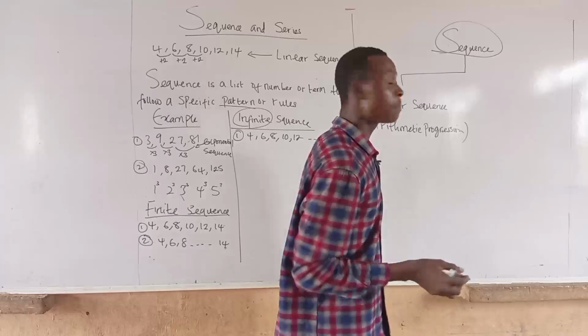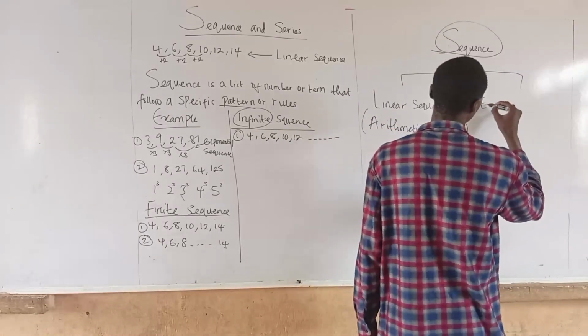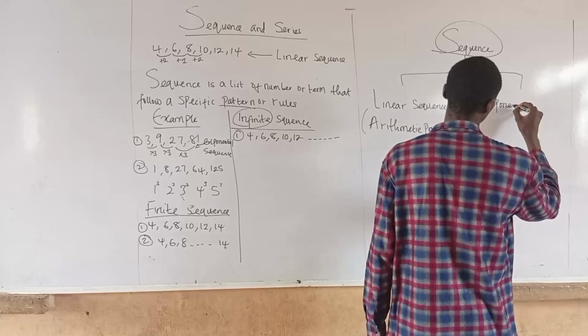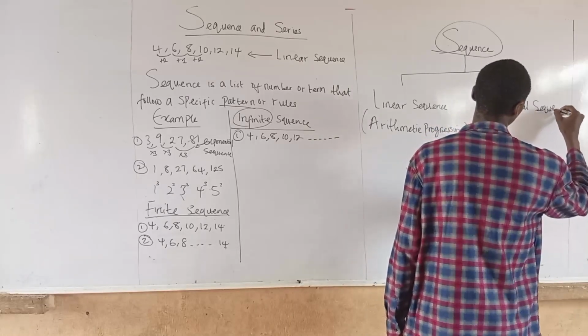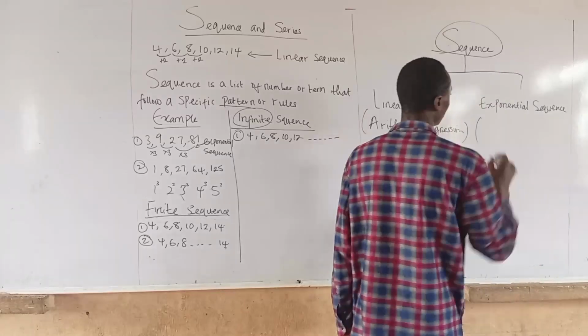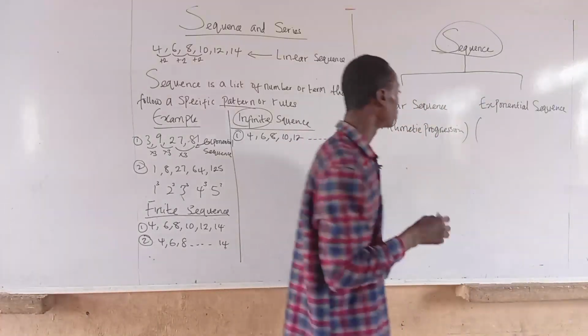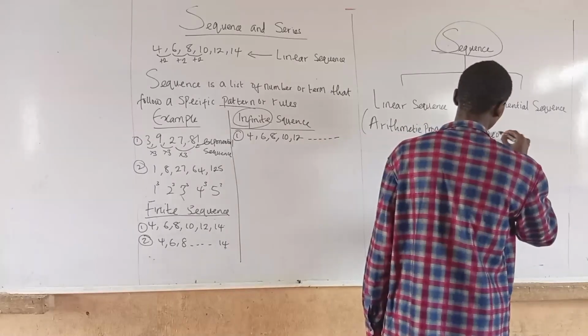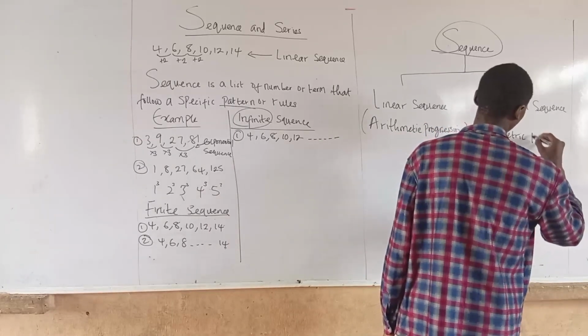The second type is known as exponential sequence. It is sometimes called geometric progression, GP.